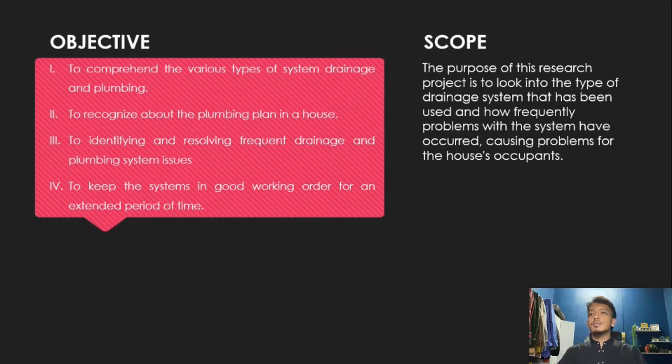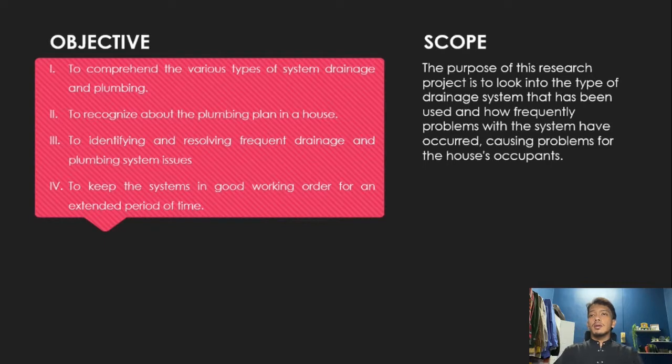So I will present about the objective. This project provides us with a better understanding of the subject by allowing us to do research in a specific area to achieve the following goals. Firstly, to comprehend the various types of drainage and plumbing systems. Second, to recognize the plumbing pump in a house. Third, to identify and resolve frequent drainage and plumbing system issues. And lastly, to keep the system in good working order for an extended period of time.